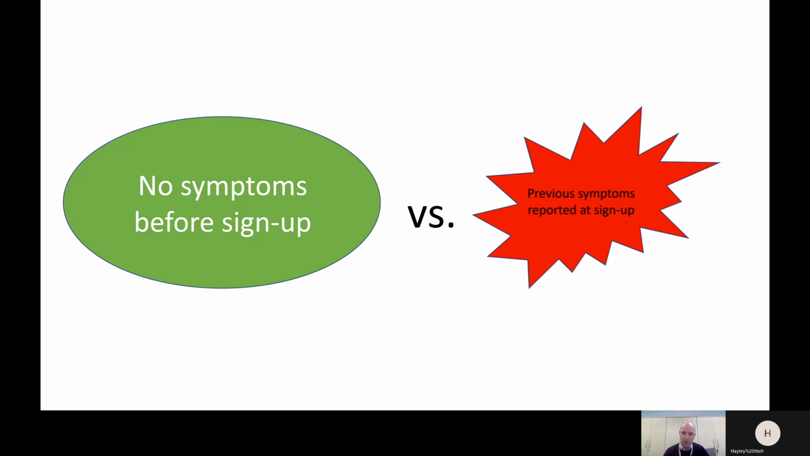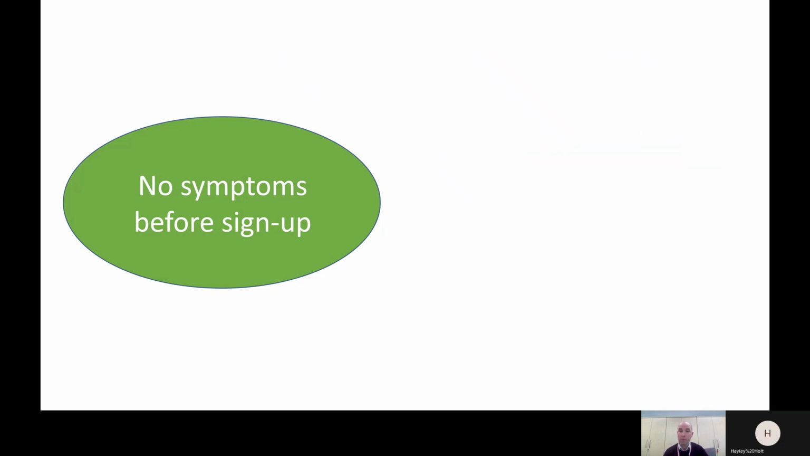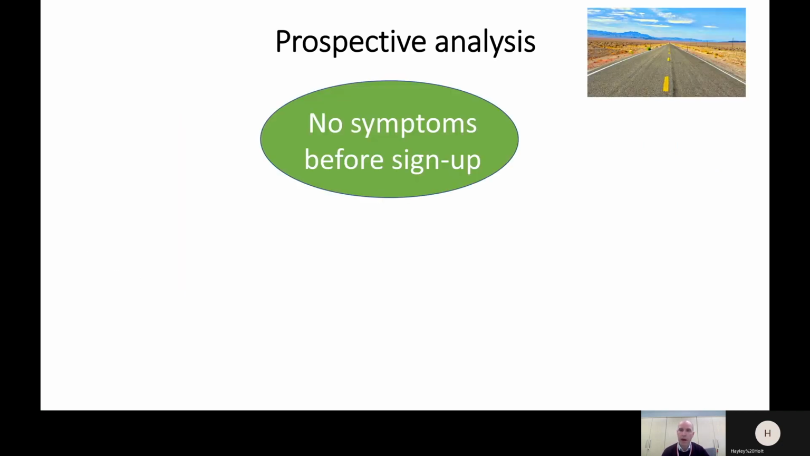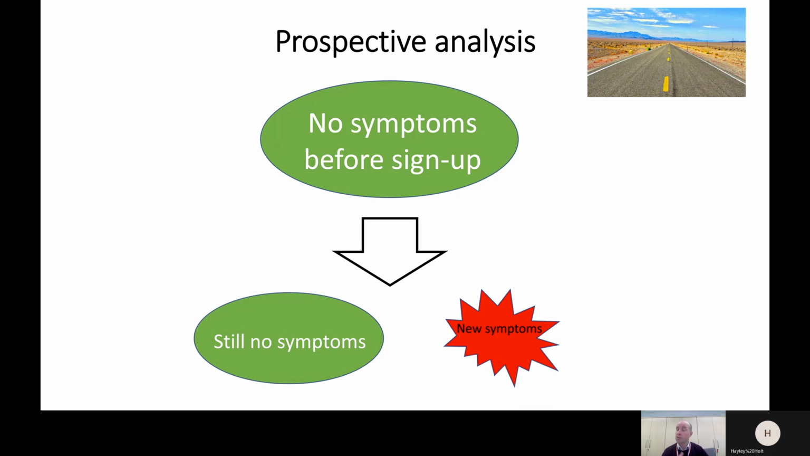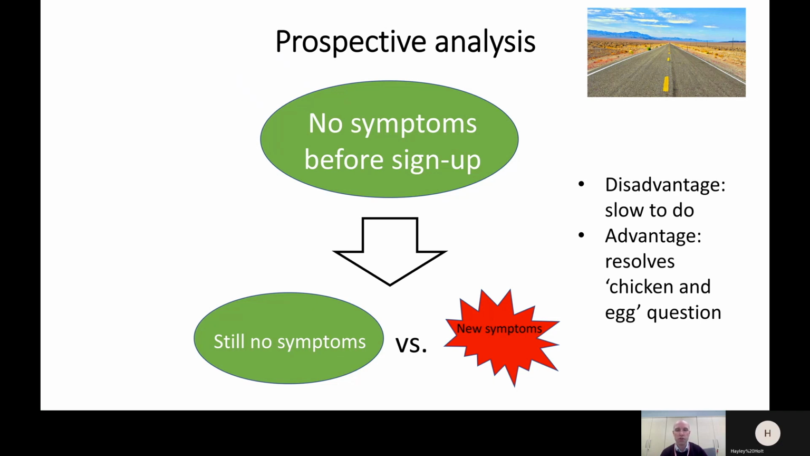One way to try and tease out this chicken and egg conundrum is to do what's called a prospective analysis. In this analysis, we disregard the data from people who've already had symptoms when they signed up, and we just look at those people who had symptoms subsequent to signing up. So we focus on the group who didn't have symptoms at baseline, we follow them up, we separate out those who still had no symptoms during follow-up versus those who developed new symptoms, and we compare those groups. The disadvantage of this is that it's relatively slow to do because we have to be patient and wait for events to accumulate in the group of patients who had no symptoms at sign up. But the big advantage is that it resolves the chicken and egg question.